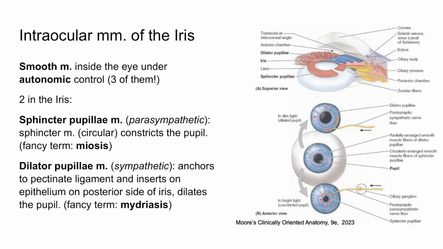This allows more light to enter the eye, which is useful in low light or high alert situations. So structurally, this muscle anchors near the pectinate ligament and inserts into the posterior epithelium of the iris, allowing it to pull outward when it's activated. That key distinction to lock in is that parasympathetic input causes constriction via that circular sphincter pupillae, while the sympathetic input causes dilation via the radial dilator pupillae.